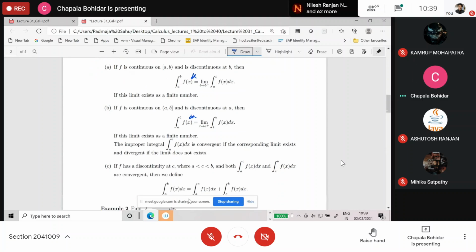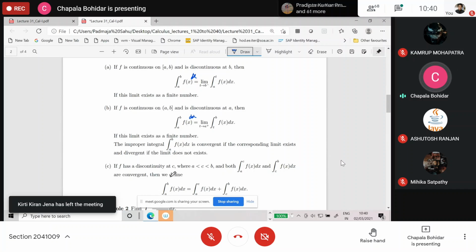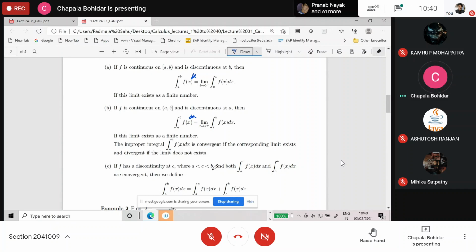Next, if function f has a discontinuity at c, where c lies in between a and b, that is a is less than c is less than b, and both the integral a to c of f(x) dx and c to b of f(x) dx are convergent, then we define the integral a to b of f(x) dx as equal to a to c of f(x) dx plus c to b of f(x) dx.